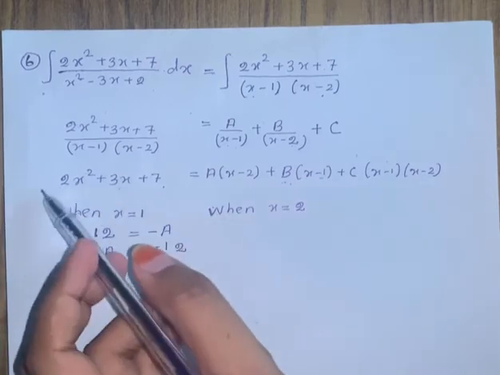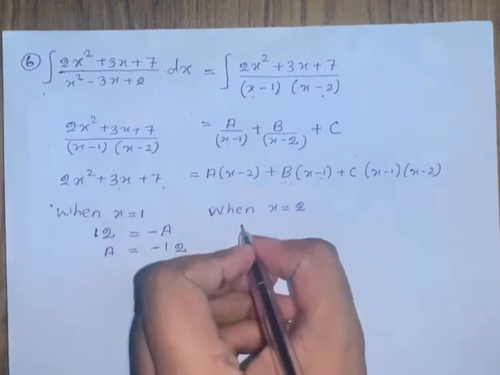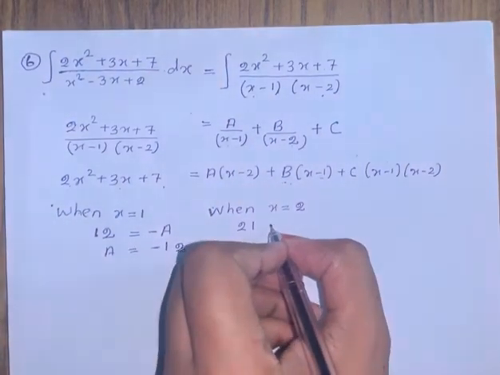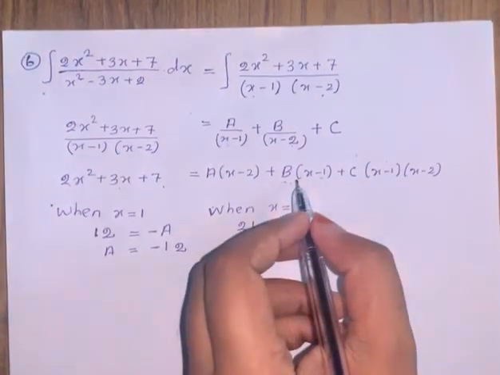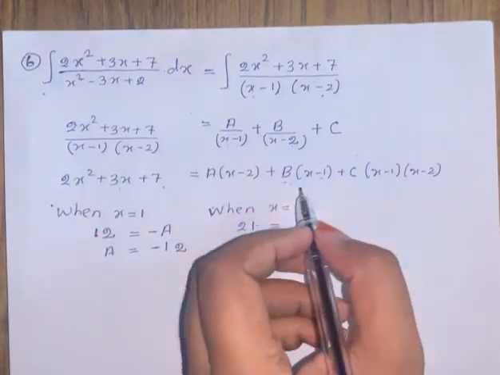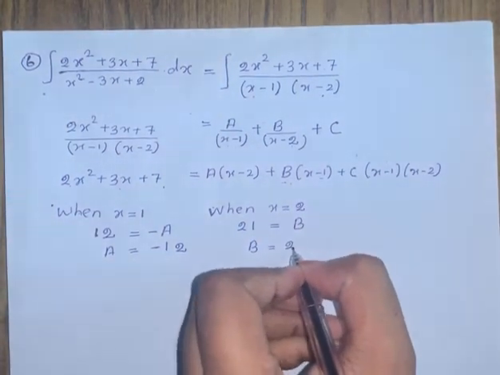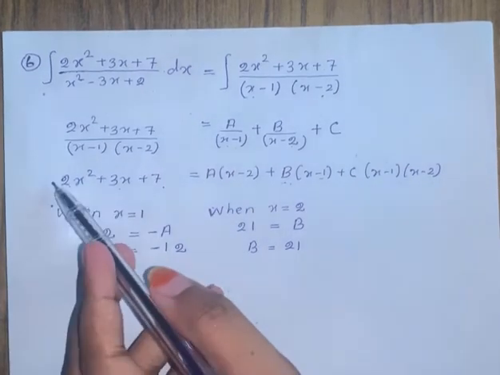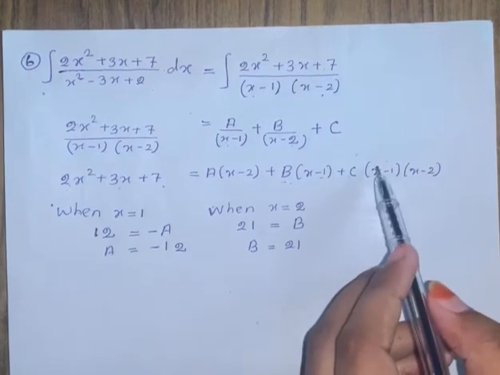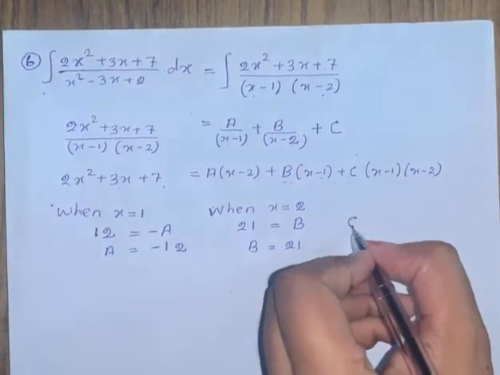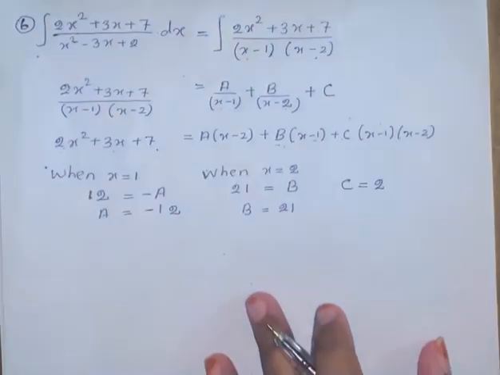So if we substitute 2 in there, 4 into 2 is 8, 6 and 7 is equal to 21. That is equal to 2 minus 1 1, so b. So b is equal to 21. And see, there's a c there. Anyhow we will get c as 2 because there's only one x squared, so that is equal to c. So c is equal to 2.